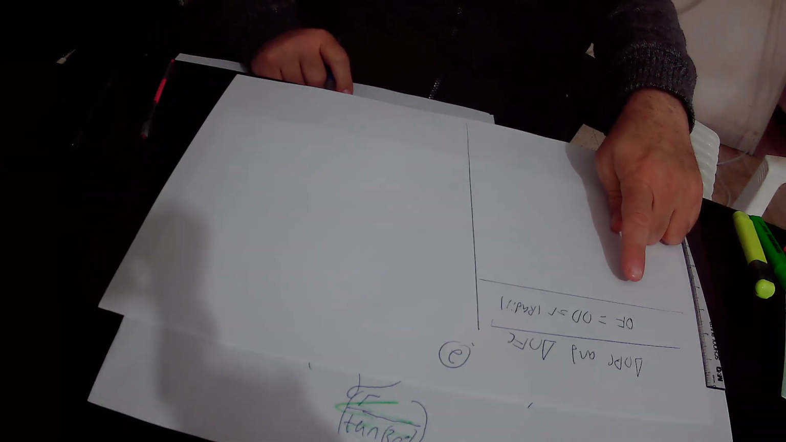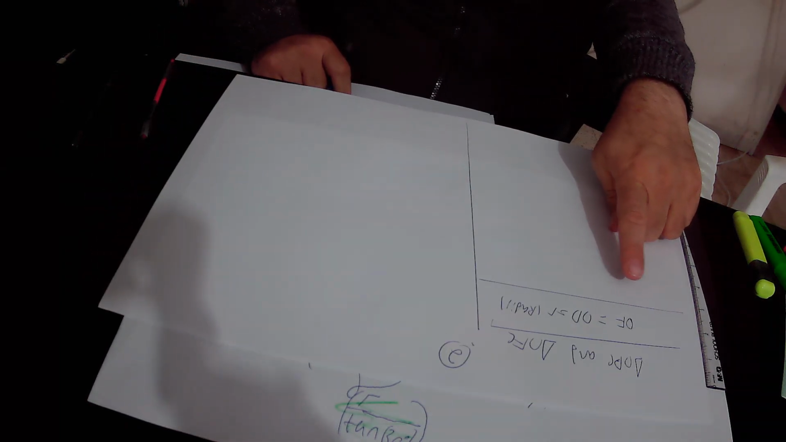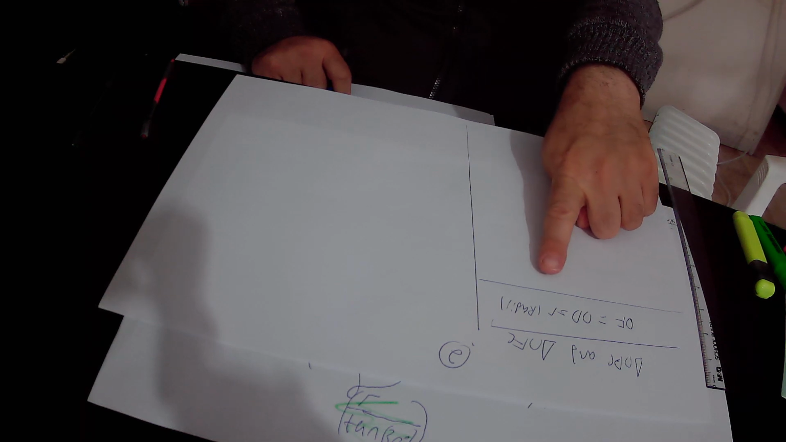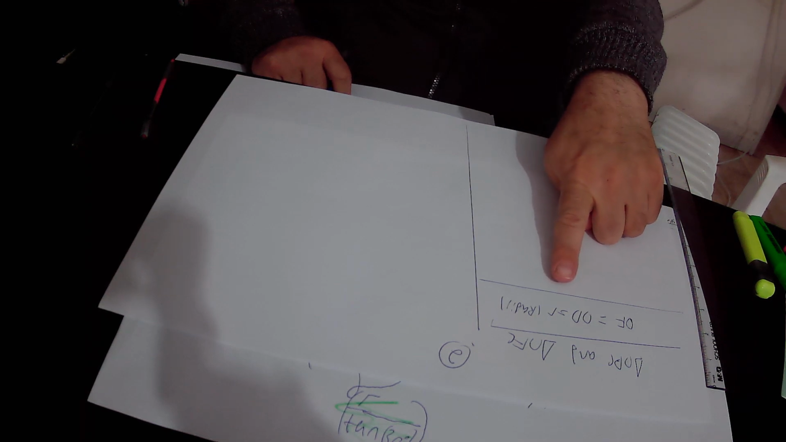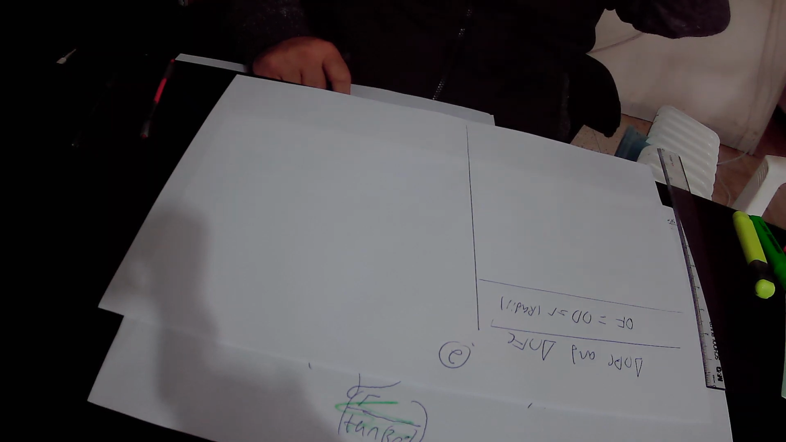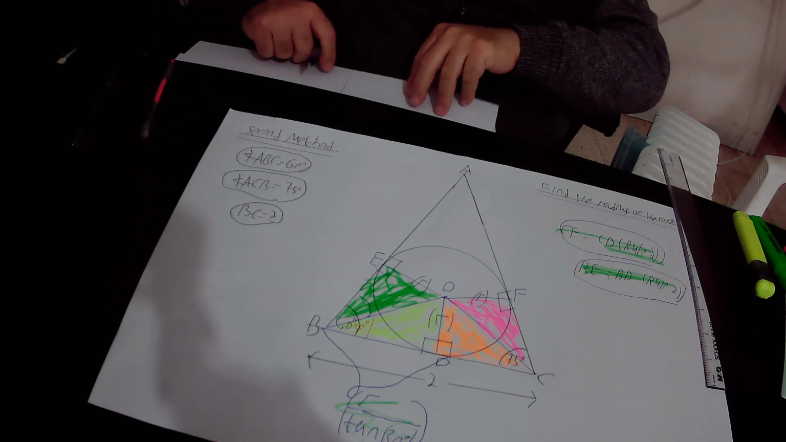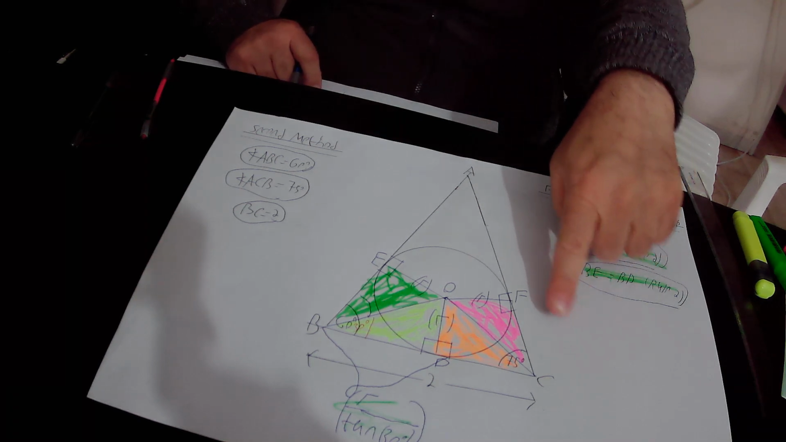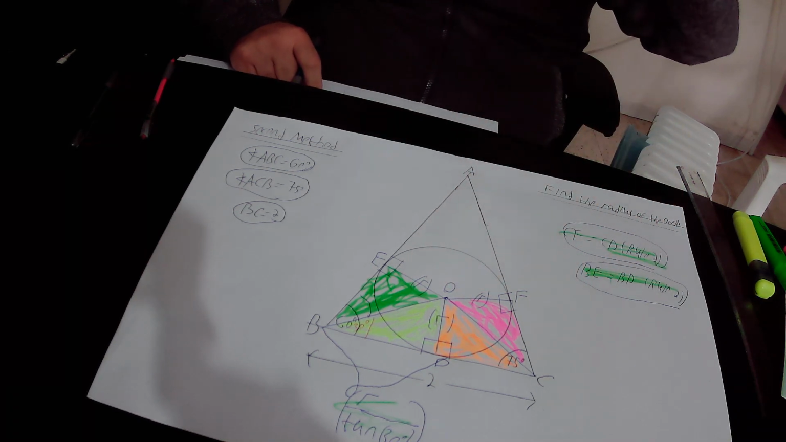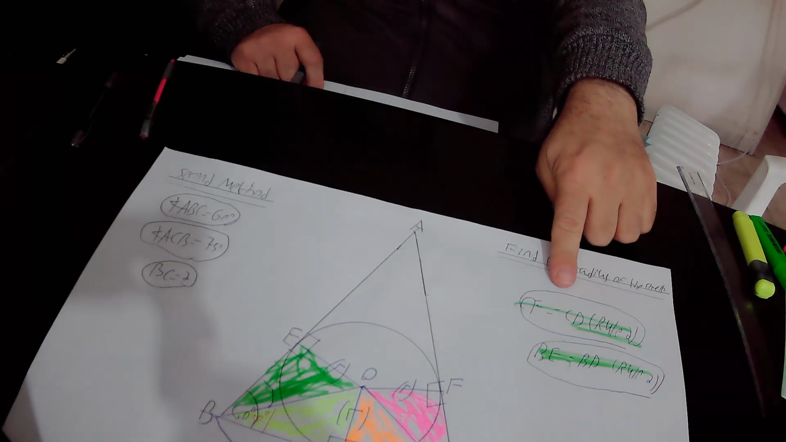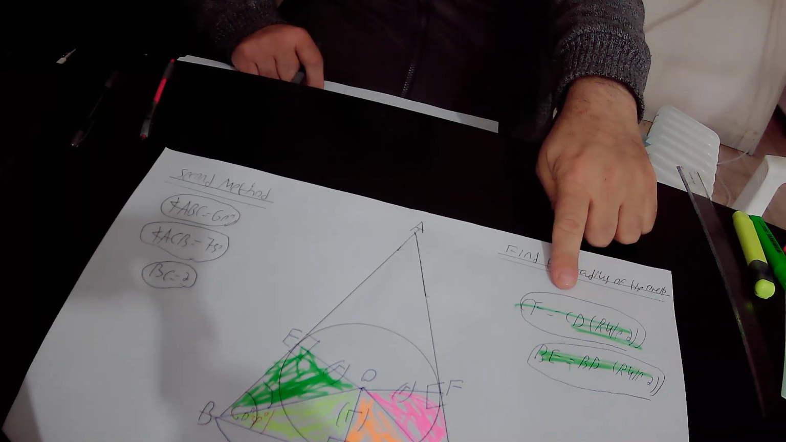Side OF in the pink triangle equals side OD in the orange triangle. They are both radii of the circle, therefore they are equal to each other. They are equal to R, the radius of the circle that you are looking for. In addition, CF equals CD according to rule number 2.